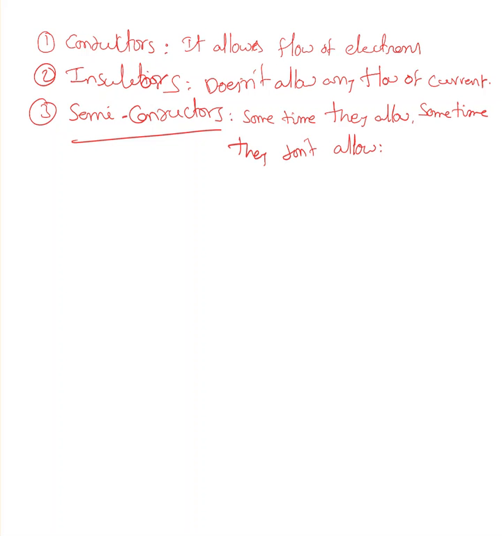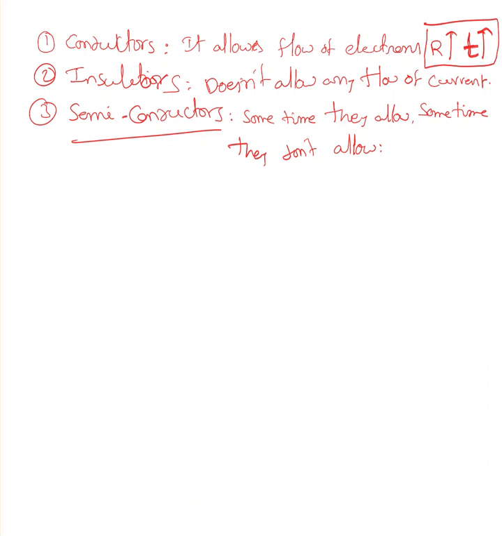The best examples for conductors are all metals as well as carbon, lead. These are all the conductors. When it comes to the conductors, resistance value goes up as temperature goes up. So an important point you need to remember: resistance of a conductor goes up with the rise in temperature.